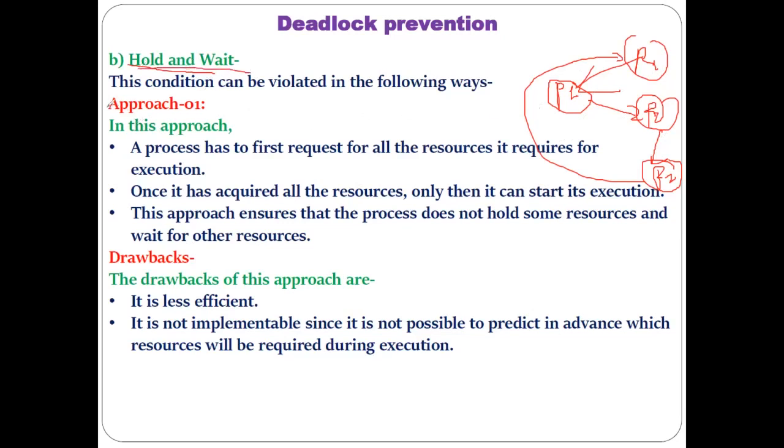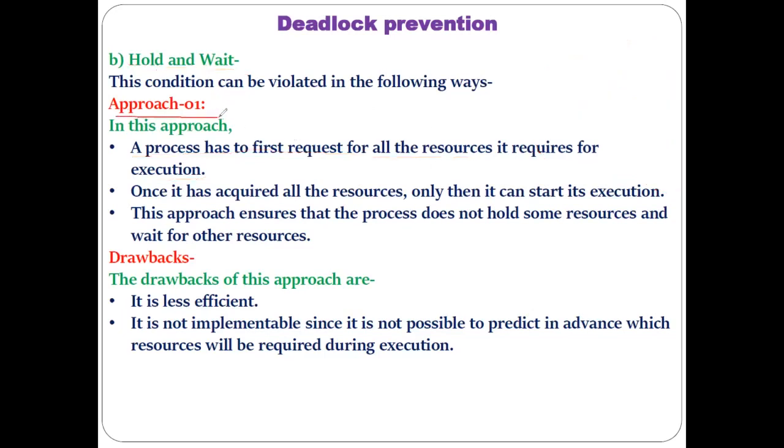Okay, so there are three approaches to handle or prevent the deadlock by violating the hold and wait condition, or by dissatisfying the hold and wait condition. So what is the first approach to dissatisfy, violate or break the hold and wait condition? In this approach, a process has to first request all the resources it requires for its execution. What is being said in the first approach?